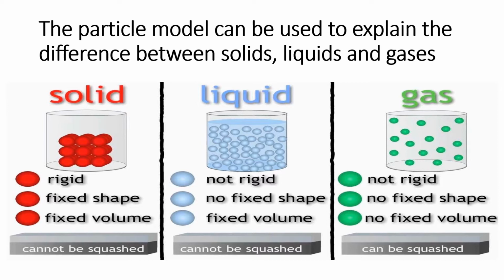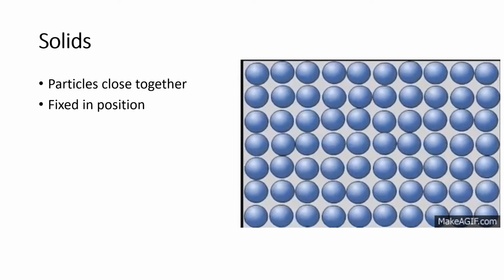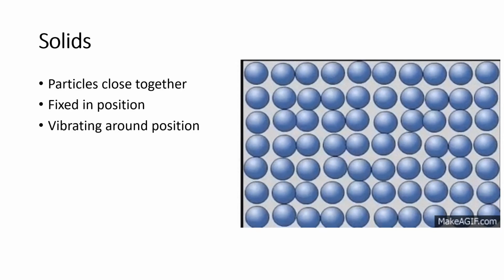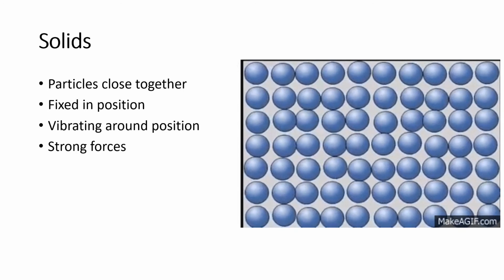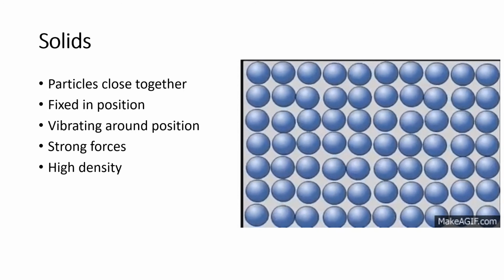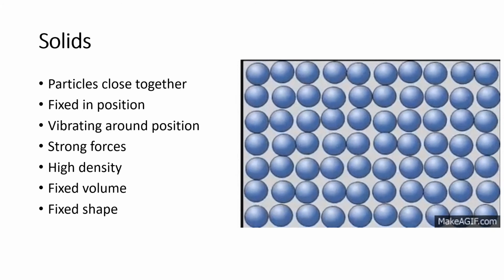The particle model can be used to explain the difference between solids, liquids and gases. For a solid, the particles are close together, they're fixed in position, they're vibrating around that position, they have strong forces holding them in place, which gives them a very high density and a fixed volume and fixed shape.